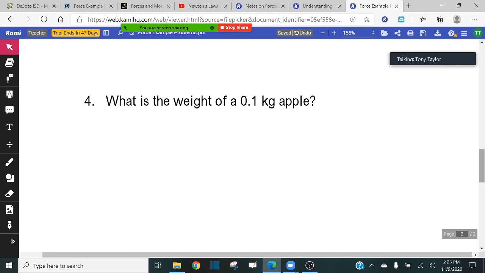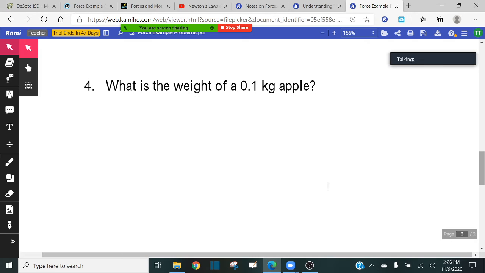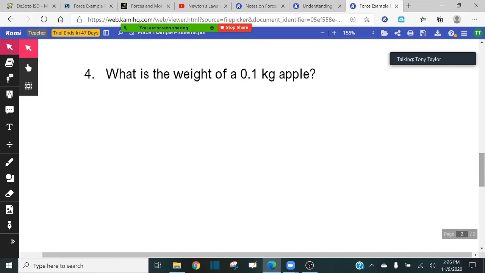Number 4. This one here is interesting. What is the weight of a 0.1 kilogram apple? Let me say that again. What is the weight of a 0.1 kilogram apple? Now, here's something I haven't talked about yet in physics.